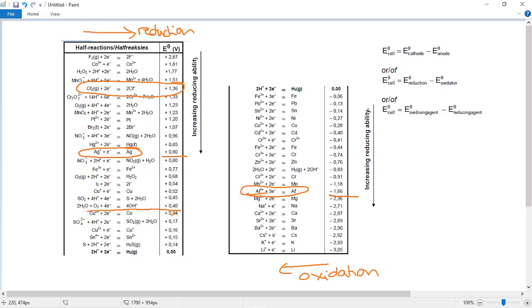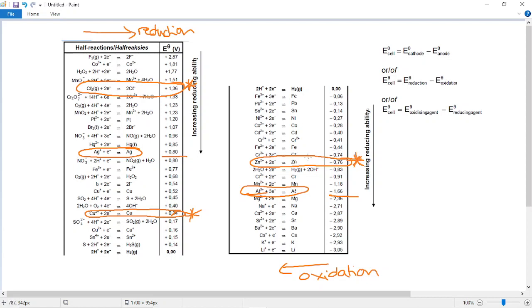Here is the copper reaction. And where is the zinc reaction? It is over here. Okay, so if you have a look, the chlorine is the most positive, then the copper, and finally the zinc is the most negative.